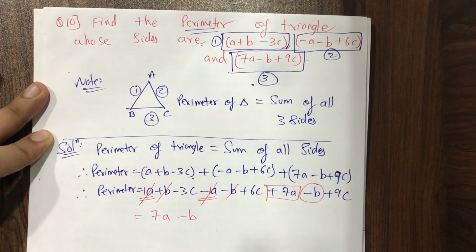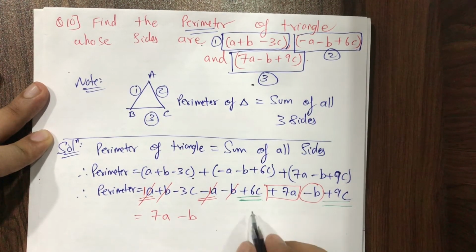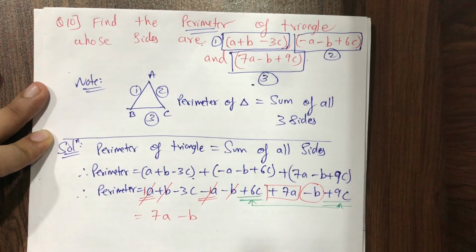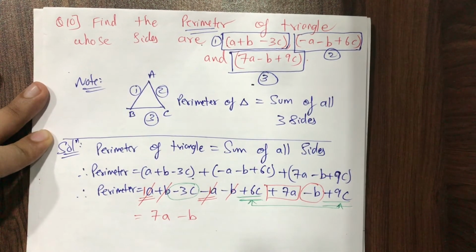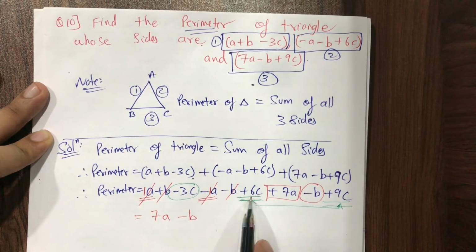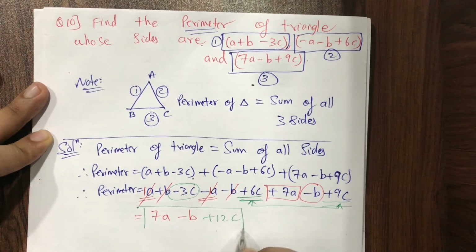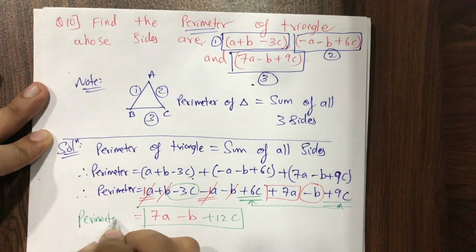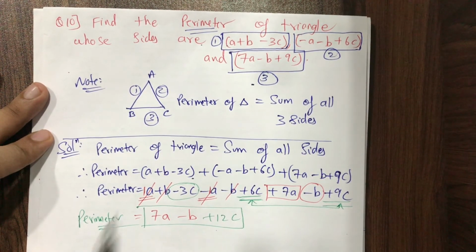Next, I can see here I have plus 6c, here I have plus 9c. So 6 plus 9 becomes 15, so it's 15c. But I have here minus 3c. So 6 plus 9 is 15, 15 minus 3 comes to plus 12. So plus 12c. That's it, students. So perimeter is 7a minus b plus 12c. So simple. Please pause the video and do it. You have to copy this note also.